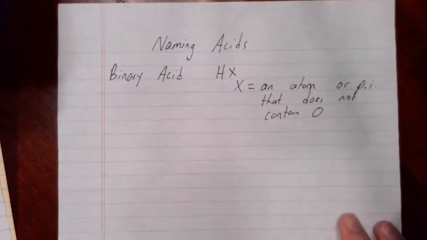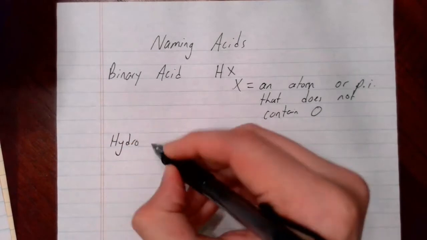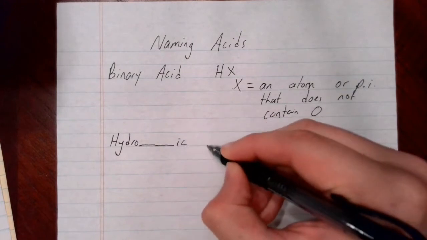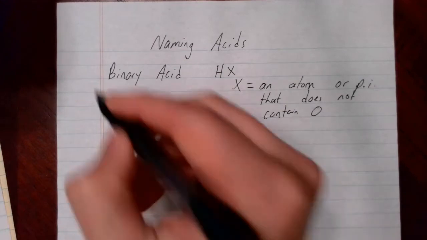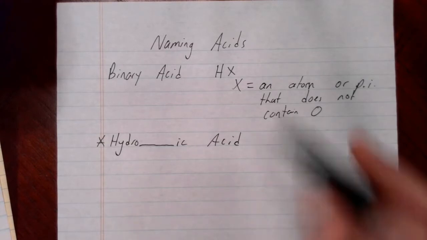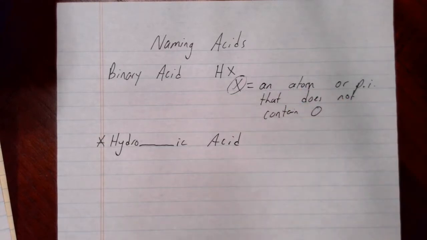So the form for naming binary acids is hydro, blank, IC acid. That's the general form for naming binary acids. The blank is just the root of the name for the X atom here. It's just the root of that word.